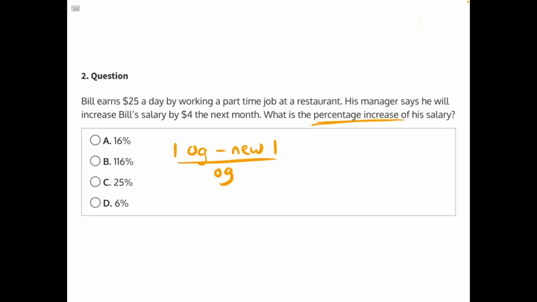That can be helpful when we're dealing with stuff like money, because you only have negative money when you're in debt, and this is talking about how much money he's making. It's not talking about how much debt he's in. So we need these numbers to be positive.